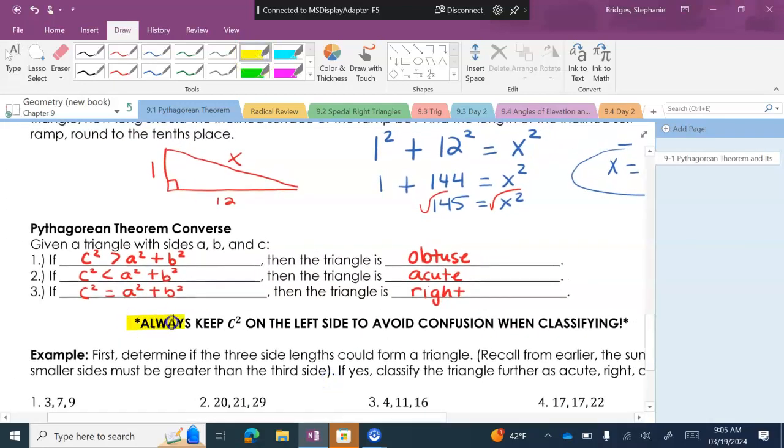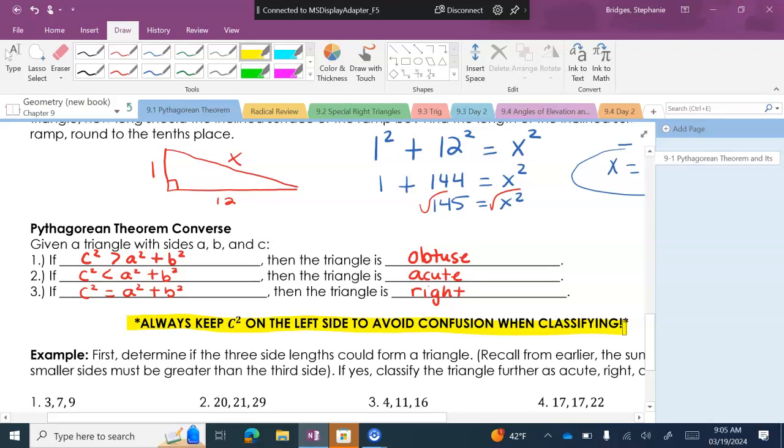And then it has a bold statement right there under it. You need to know that too. We always want to keep c squared on the left side to avoid confusion. Left side when we set these things up. Okay, so if c squared is greater than a squared plus b squared, it is going to be an obtuse triangle. If c squared is less than a squared plus b squared, it is going to be acute. And if c squared is equal to a squared plus b squared, it is going to be right.